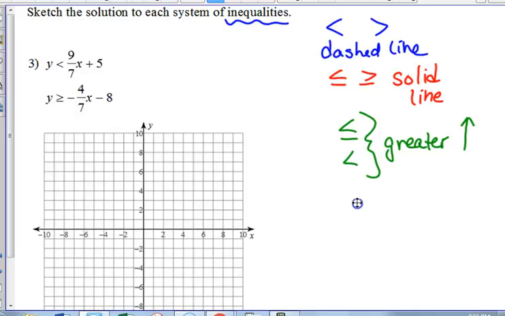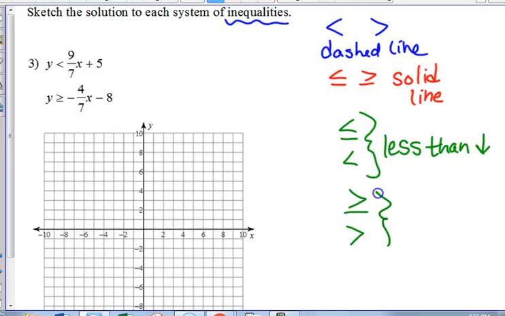I just totally... Anybody want to argue with me on that, please? Well, less than would be below. Yeah, these are less thans, not greater thans. Just to confuse you, and you would shade below the line. These are greater thans. And they would cause you to shade above the line.